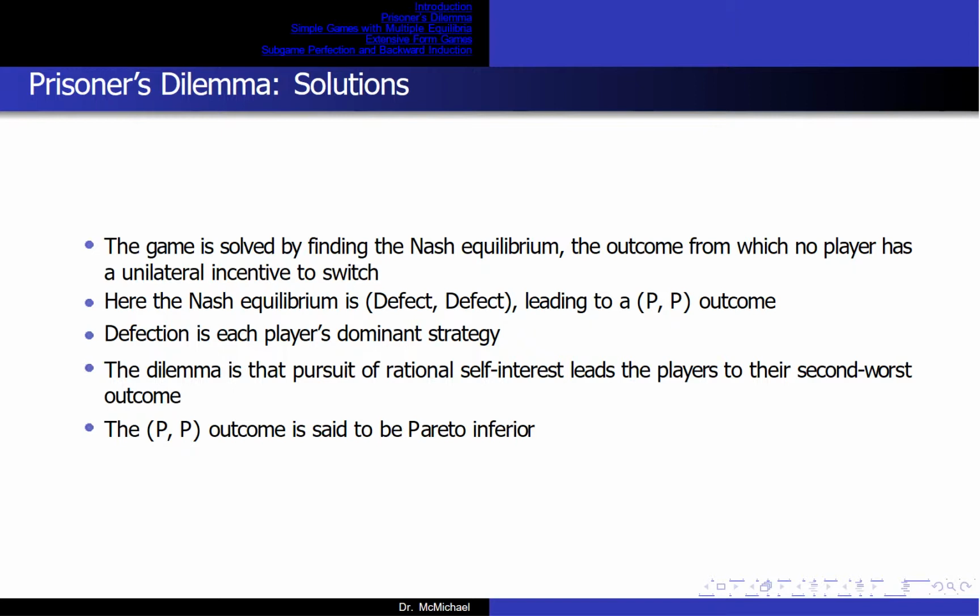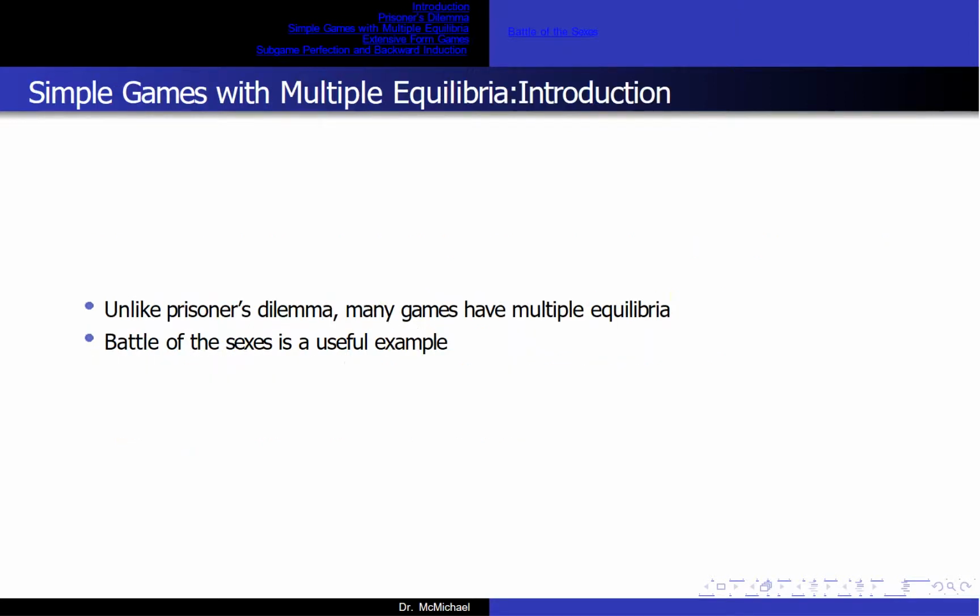The dilemma is that the pursuit of rational self-interest leads the players to their second worst outcome. The P, P outcome is said to be Pareto inferior. Both prisoners could have been better off by coordinating choices, moving to R, R. R, R would be Pareto improving because neither player is made worse off and at least one is better off. Non-cooperative games well describe international interactions under anarchy.